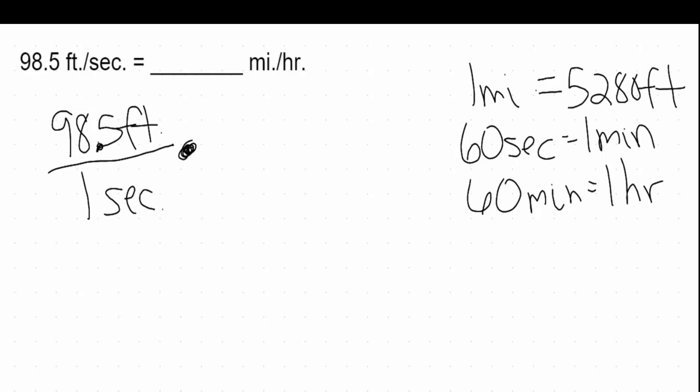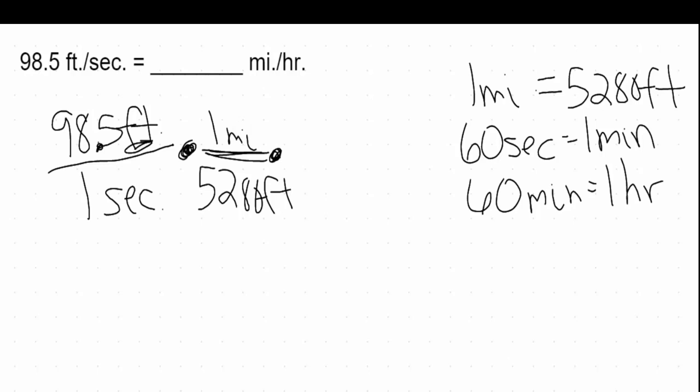Otherwise, going with this problem here, I'm going to start with the length here, feet to mile. So since our feet started in our numerator, we need to make sure that the feet goes in our denominator then, so that they can cancel. 5,280 feet are in 1 mile. And then that takes care of that.